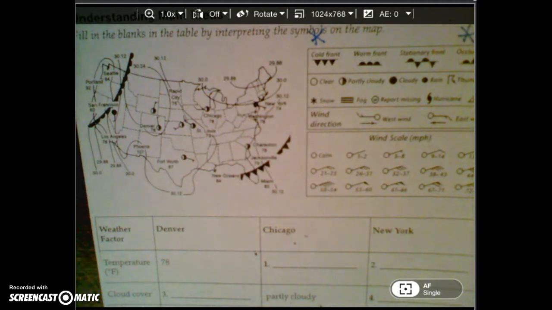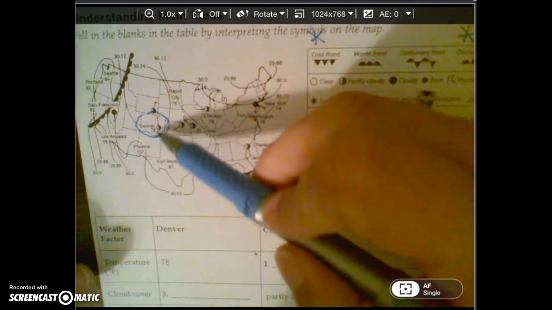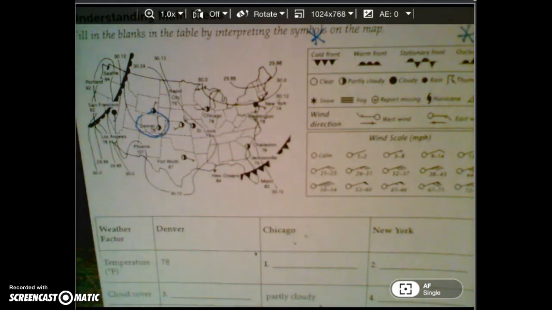First of all, we are looking at Denver, which is right here in this area. We are going to look at the symbols on the map so that you can see and figure out everything you need to know. So the first thing you have here is temperature. If you look right here at Denver, it has the 78. That's where they got their 78 from.